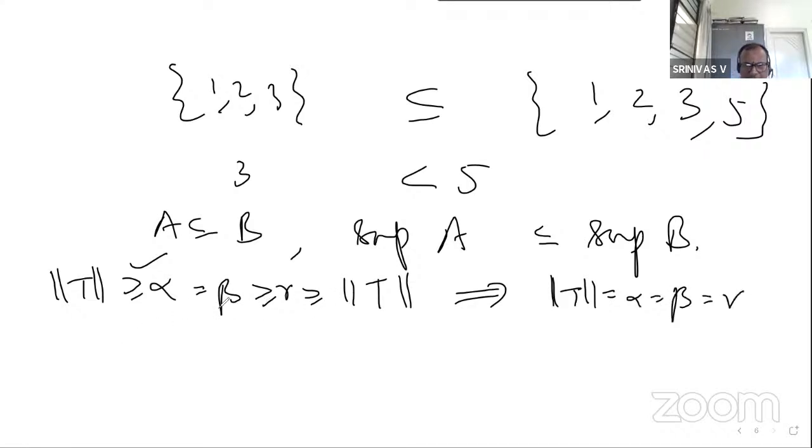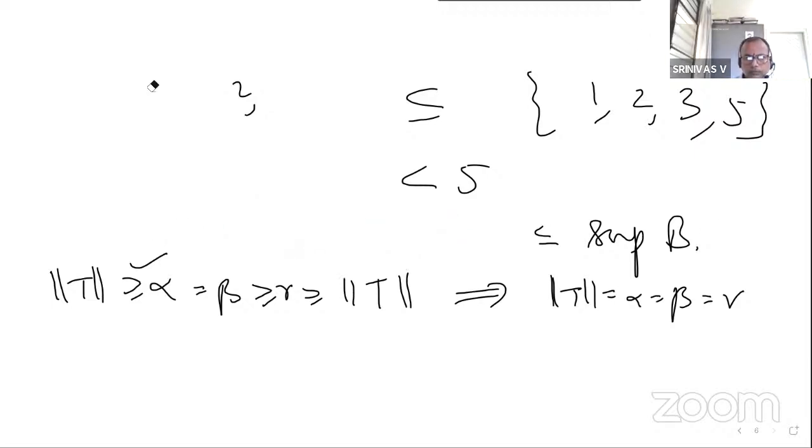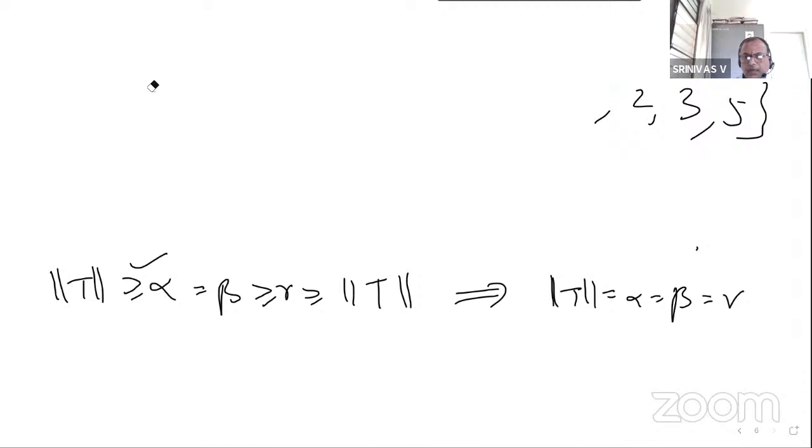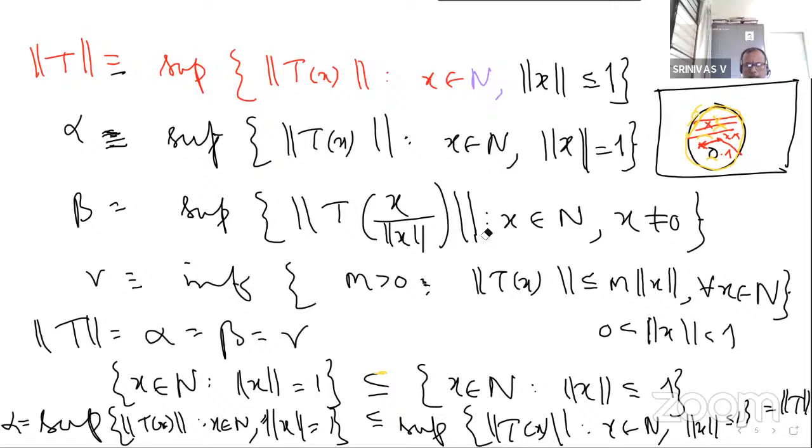So let us obtain these three inequalities. We look at alpha and beta. We'll show these two sets are the same. Sup is defined for these two sets. We'll show that these two sets are the same as sets. So let's do it.